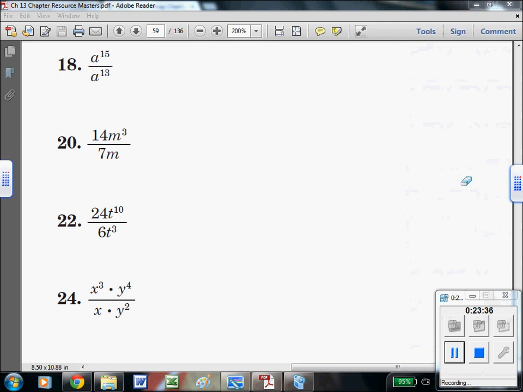Okay, a to the 15th power over a to the 13th power. That tells us, we wrote earlier, when you divide with like bases, meaning these bases are the same, you subtract their exponents. So that means 15 minus 13. So if you want to show your work as clearly as possible, you could actually write a to the 15th minus 13. Well, that equals a to the 2nd power. And you're done. That's the answer to number 18 on the screen.